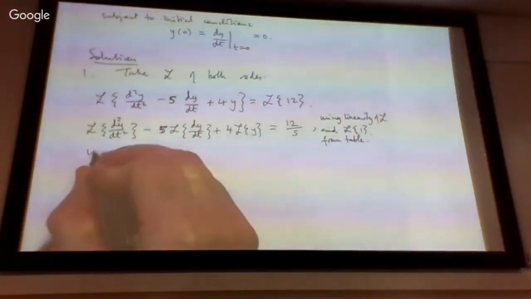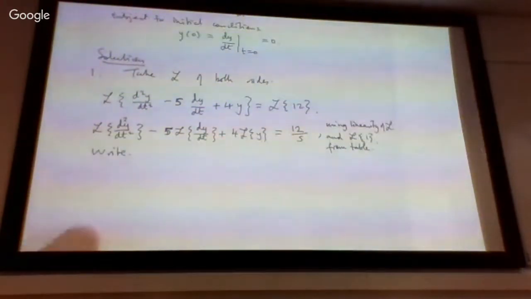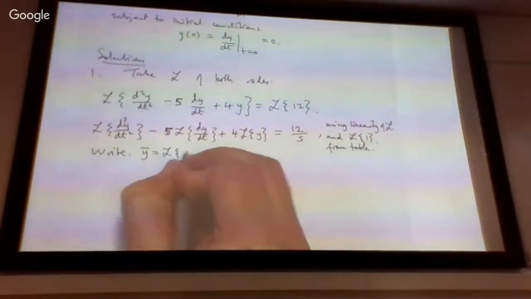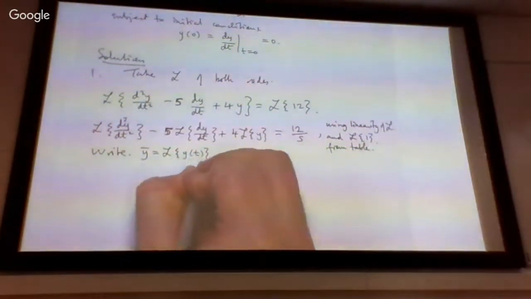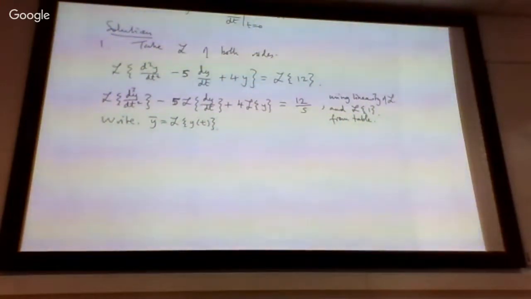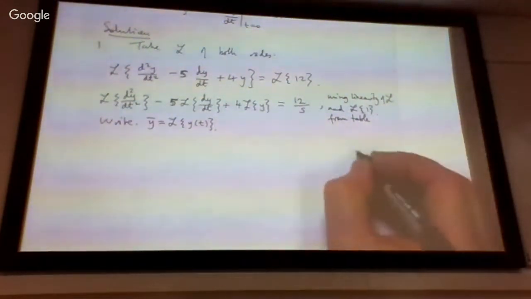Now, just to save writing L curly brackets all the time, what did I do in my solution? I think I used y bar. Yes, so we're going to write y bar for the Laplace transform of y of t, just because it's quicker to write. And now we apply the transform of the derivative.